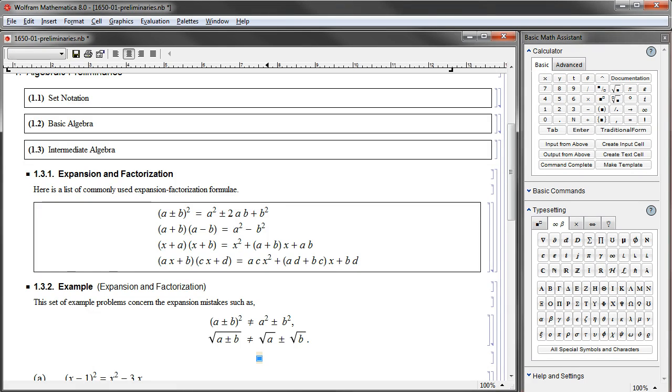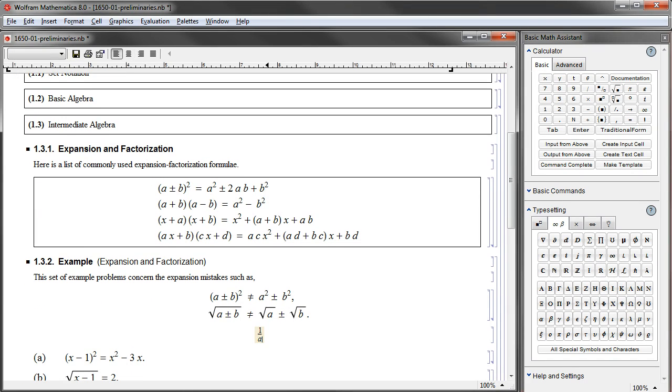I have never seen pre-calc students doing this, but in college algebra or below, I have seen students doing this. This is not right either. You cannot separate the denominator.